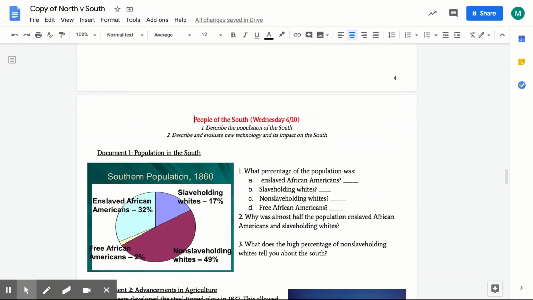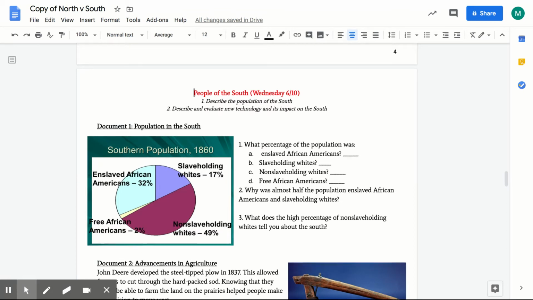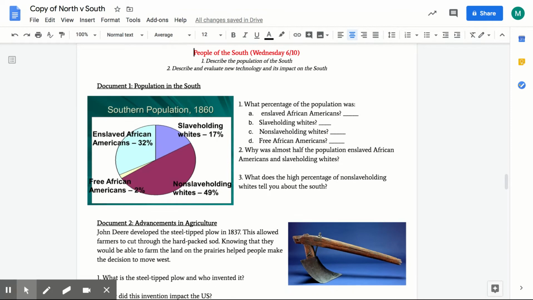Today we are going to talk about the people of the South. Yesterday we talked about the North. Now we're shifting gears, talking about the South. First, you're going to take a look at the population in the South. This diagram shows you the percentage of slaveholding whites, non-slaveholding whites, free African Americans, and enslaved African Americans that existed in the South.